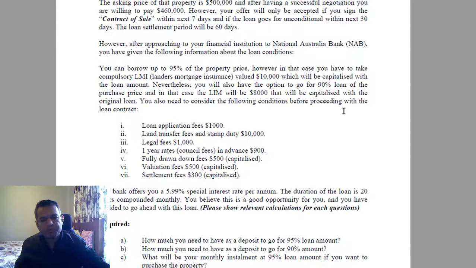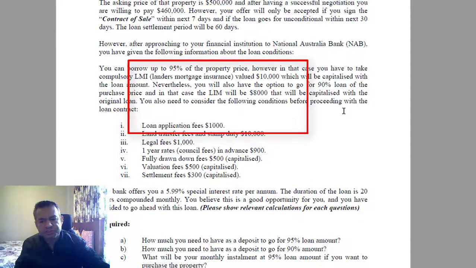Nevertheless, you will also have the option to go for a 90% loan of the purchase price, and in that case the LMI will be $8,000, which will be capitalized with the original loan. You also need to consider the following conditions before proceeding with the loan contract.